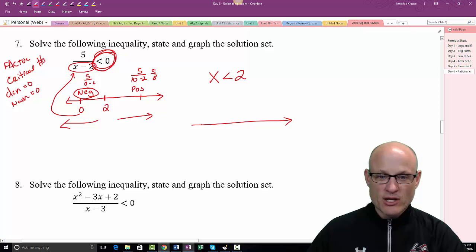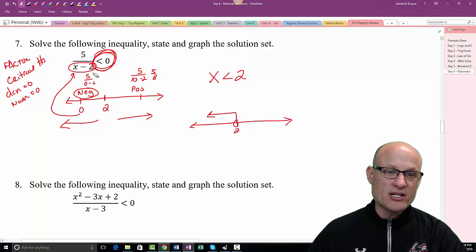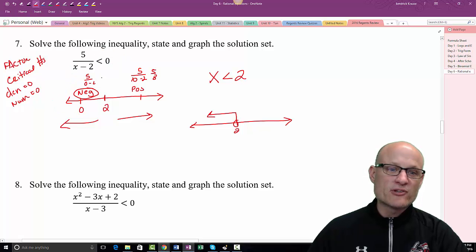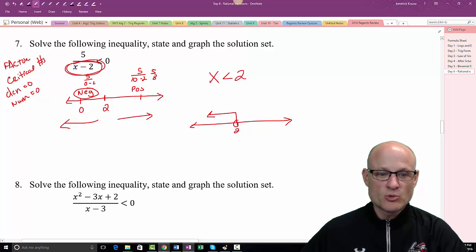If I have to graph it on the number line, it's an open circle at 2, arrow going to the left. Now, it has to be an open circle. Even if it had an equal to, it'd have to be an open circle because it's undefined at x equal to 2 right here. That's it. There we go. We're going to move on.